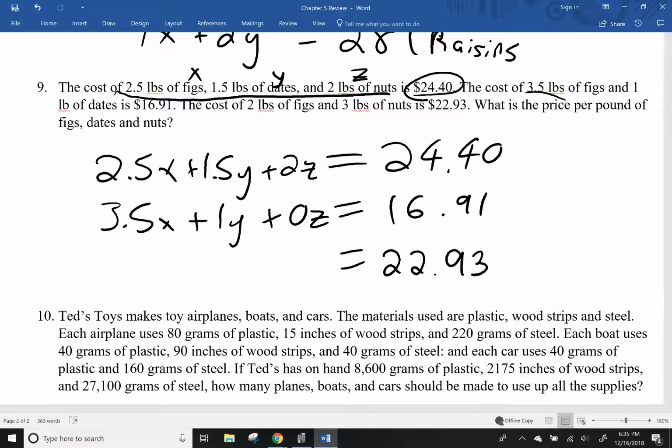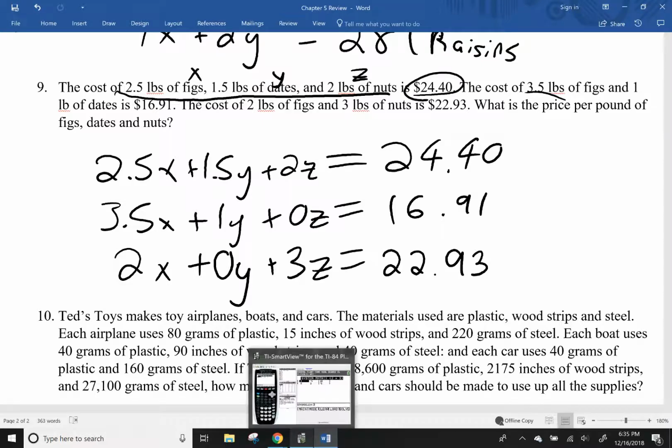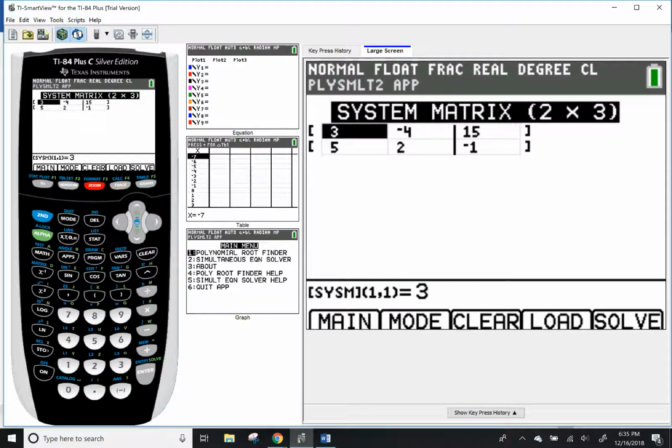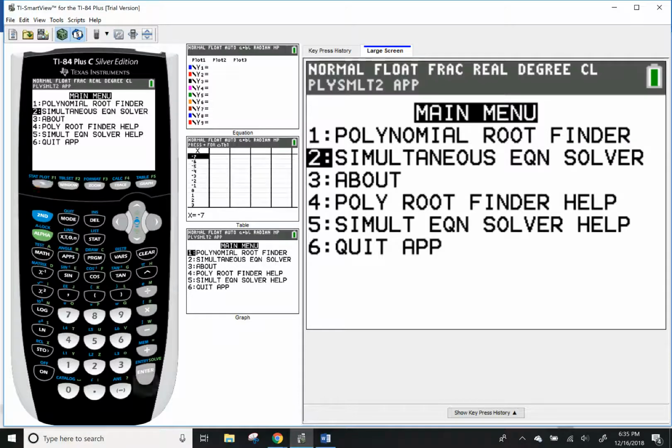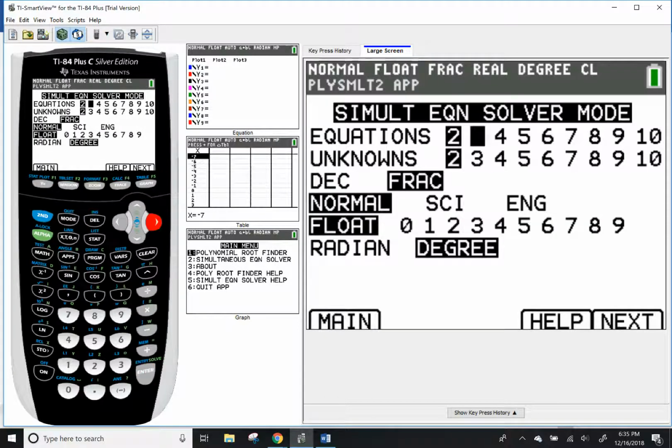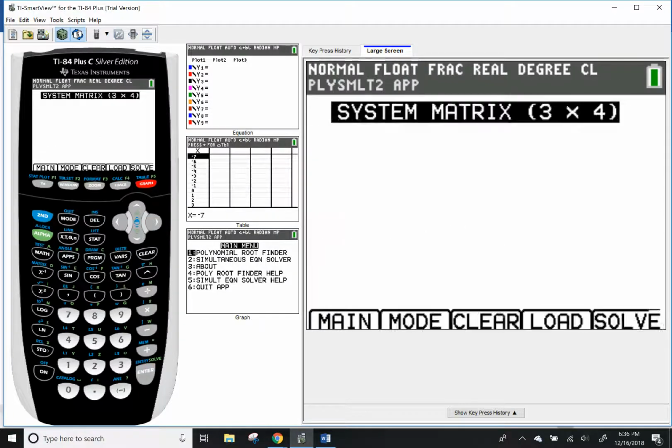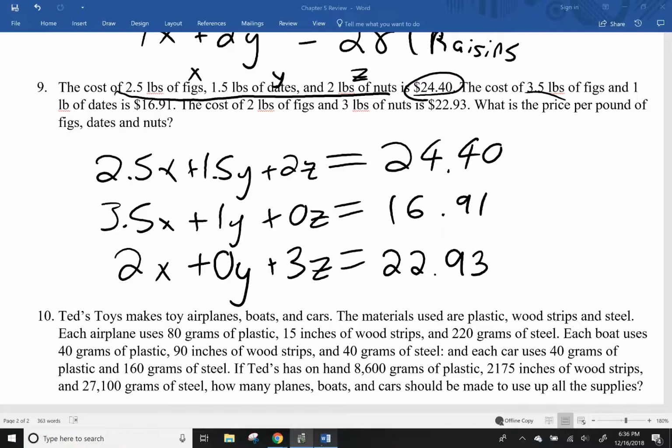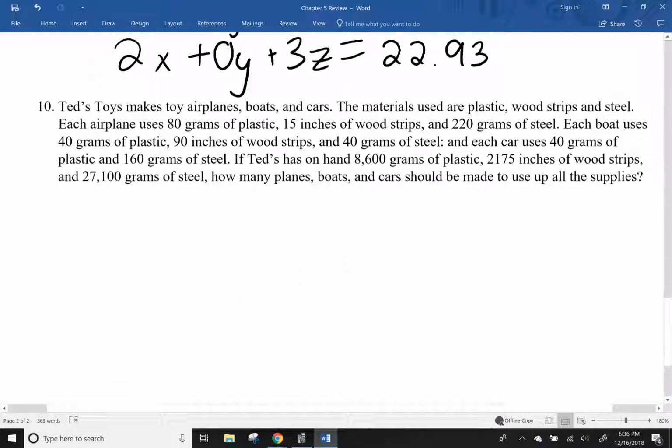And then the last equation's got $22.93 as a total, 2 pounds of figs, again, fig is X, so it'll be 2X, and 3 pounds of nuts. Nuts is Z, remember. So I don't have any dates here, so 0Y, but I have 3 pounds of nuts, so 3Z. So there's your equation. When you go to your simultaneous equation solver, you have to make sure you change it to 3 equations and 3 unknowns, and you should be able to plug everything in and get your answer. All right, and then lastly, number 10.